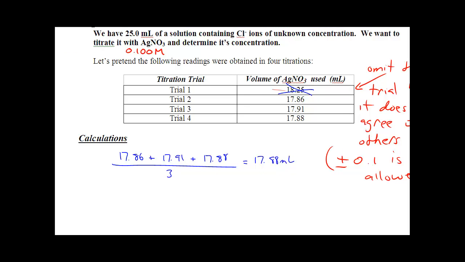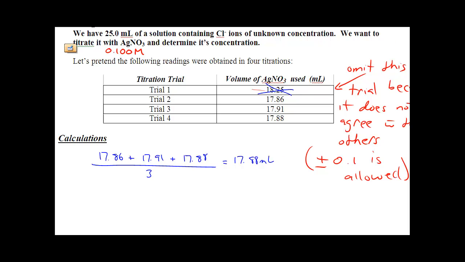These are not going to be your volumes tomorrow. That would be foolish of me to do right now. These are numbers that I just made up. So let's pretend that my first trial was way off. 18.25 isn't close enough to 17.8, 17.9, 17.8. So I'm going to discard my first trial, and I'm going to find the average of just those 3. Add them all up, divide by 3. That's my average in milliliters.